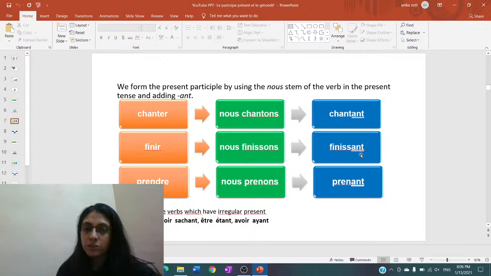So, nous finissons is the present tense conjugation. When we remove ons and add ant, it becomes simply finissant. So, without the subject pronoun, we have to again write it without the subject pronoun because, same logic, it is an impersonal mode. So, we are not referring to one particular person with the present participle. So, here no subject pronoun is to be used. Just this form of the verb, finissant.